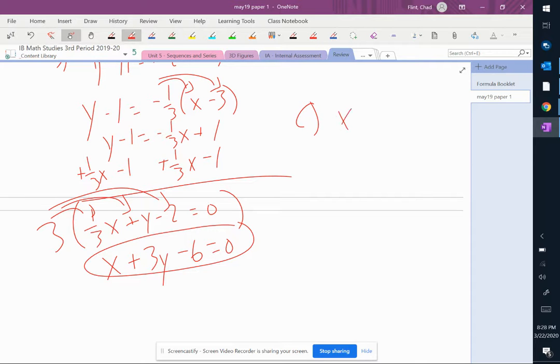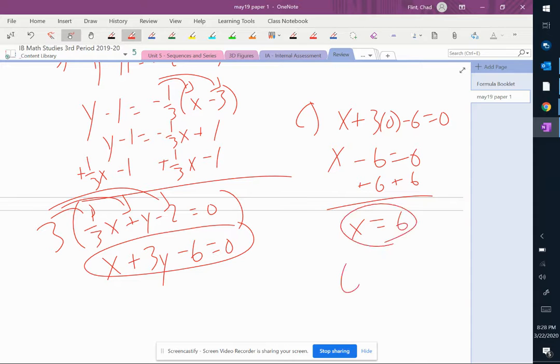So for part C, I'm going to do x plus 3 times 0 minus 6 equals 0, which is going to give me x minus 6 equals 0, plus 6 plus 6. X equals 6, which means I'm looking at 6, 0. Every x-intercept, the y value has to be 0.